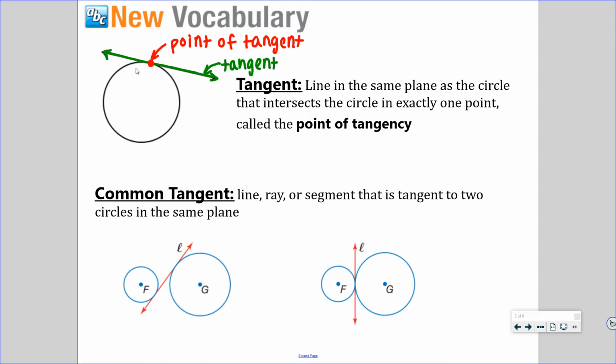All right, so a common tangent is a line, ray, or a segment that is tangent to two circles in the same plane. So it's basically if I have two different circles and I can draw one line that intersects each circle exactly once, then that'd be a common tangent line. They could also share the point of tangency. So I have line L here, and it's tangent to F at exactly one point, tangent to G at exactly one point. I could draw in a couple more common tangent lines here.